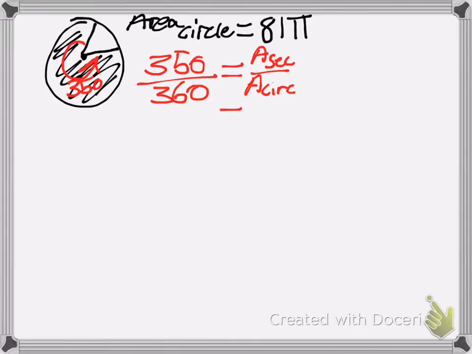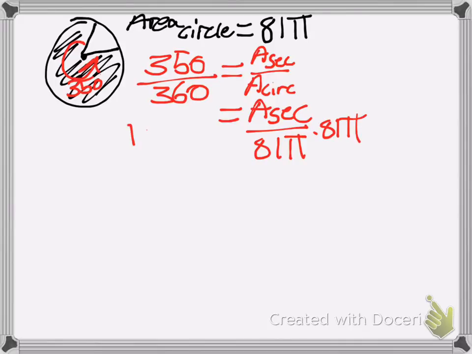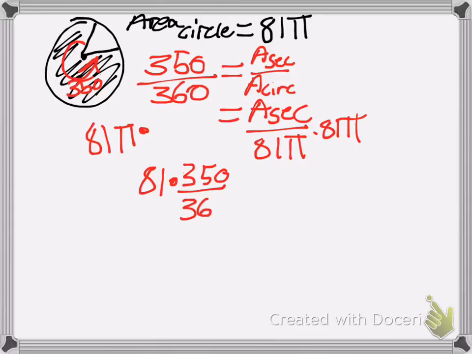So when we substitute in, we see what we've got. We've got the area of the sector over 81 pi. What we want to do is solve for the area of the sector. So to do that, I'm going to multiply both sides by 81 pi. And this is going to give me that, hey, 81 pi times 350 over 360 is equal to, oops, I forgot the pi. Let's put that back in there. Is equal to the area of the sector.